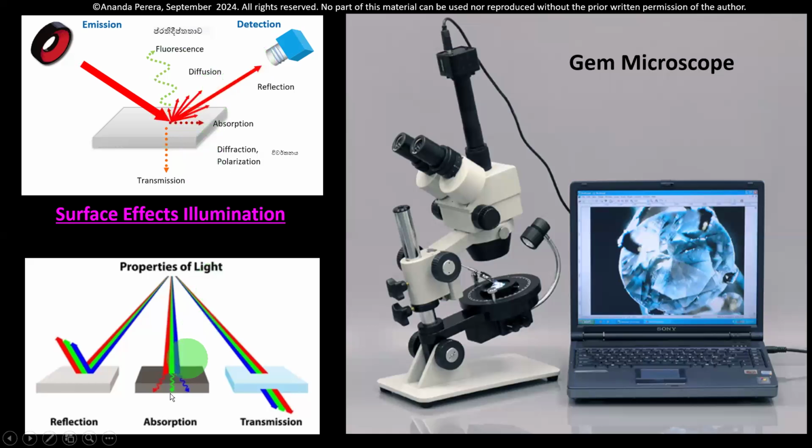Now look at this. Properties of light. This is completely, all the colors are reflected. So this is called reflection. All the colors are absorbed by the material, so it is called absorption. All the colors are moving through the material to the other side. So that is transmission. You need to understand these three properties well.